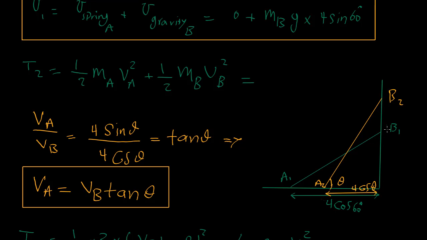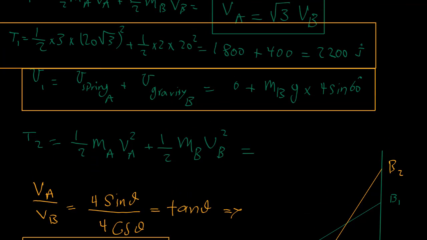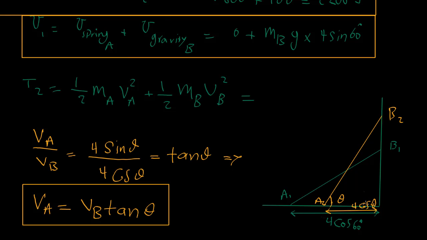So I can say that this change in the height would be, or actually because we are just measuring everything from here, this would be 4 sine theta, because for U1, remember, for U1 here, we put 4 sine 60. So because we are measuring the height from this reference position, we have to put this value here, not just a change in height here.